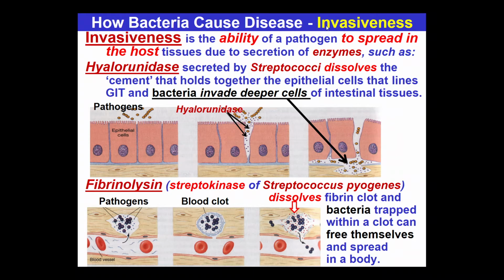The third virulence factor is named invasiveness. Invasiveness is the ability of a pathogen to spread in the host tissue due to the secretion of enzymes. This is a capacity to spread in the host. What are the enzymes? For example, hyaluronidase and fibrinolysin. Hyaluronidase is secreted by Streptococci. Streptococci in the intermediate part of the slide are shown with the yellow balls. So hyaluronidase secreted by Streptococci dissolves the cementum that holds together the epithelial cells.